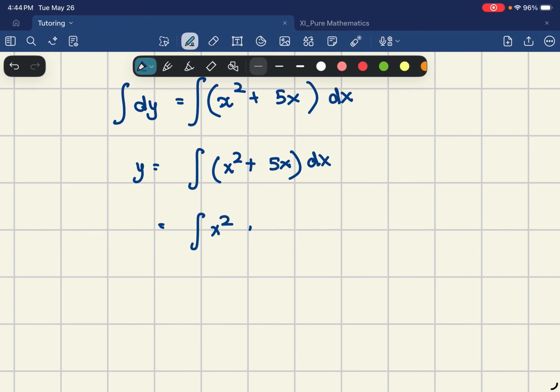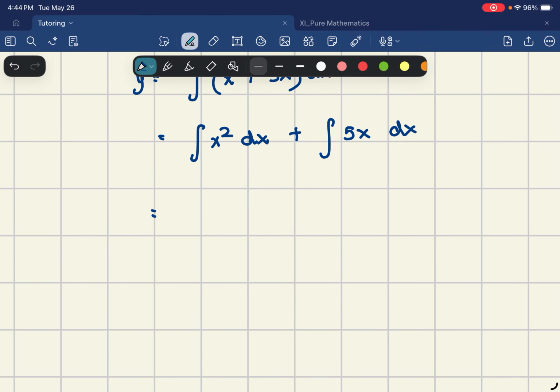I can do the integral of x squared dx plus the integral of 5x dx. What is the integral of x squared dx? Well, x, you raise it to a new power. 2 plus 1 is 3, and you divide by your new power, right? Plus 5 integral of x dx.